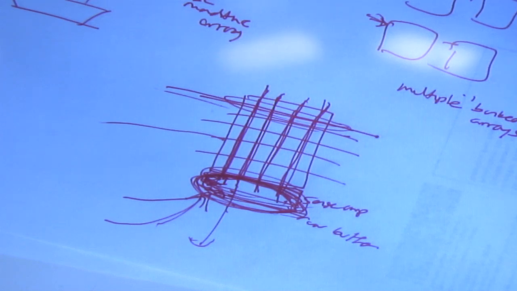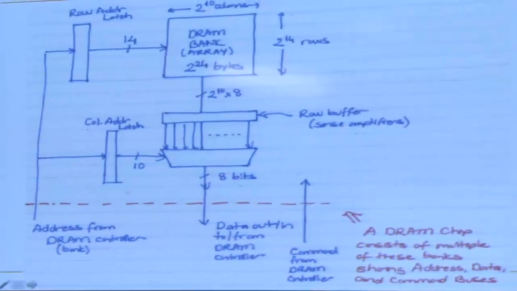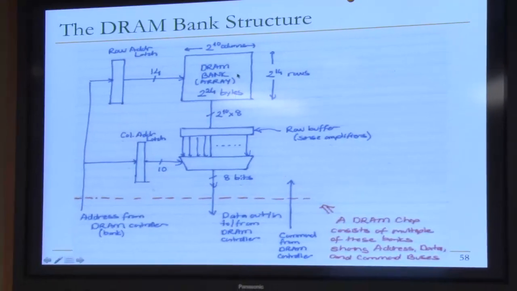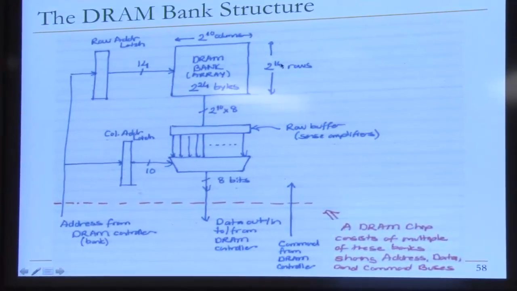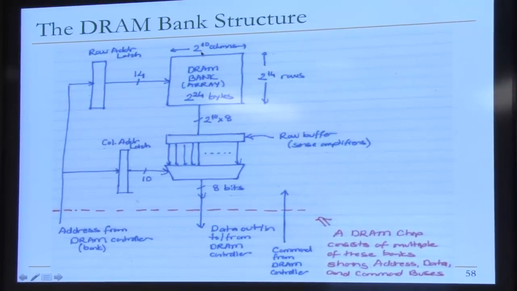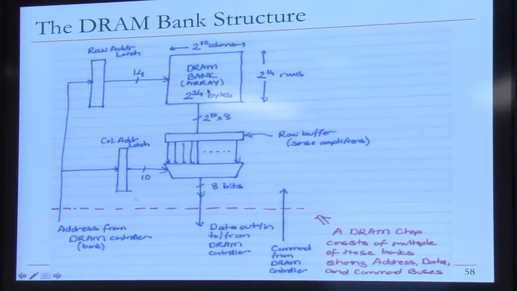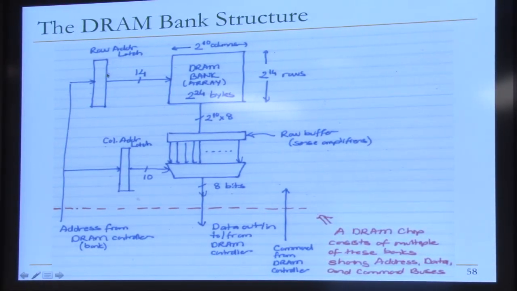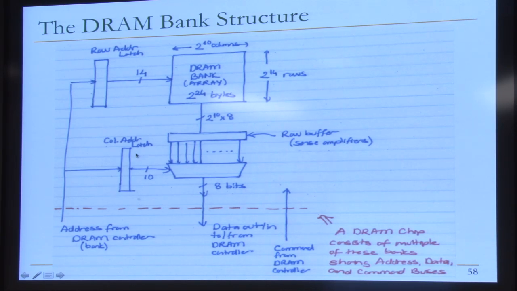So this is the DRAM bank structure in a little bit more detail. I'll show you a more scary figure later on. This is basically the DRAM bank array. And this is one example. You have 2 to the 14 rows over here, 2 to the 10 columns. This is a 2 to the 24 byte array. And this is a row address. This is a column address. And you mux out the column. And this is kind of the row buffer.